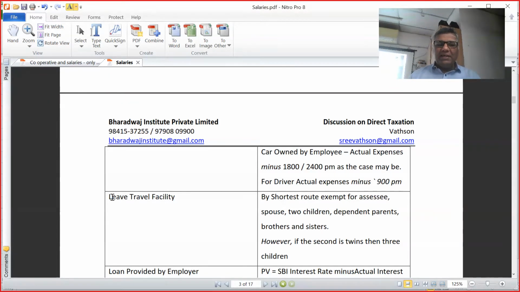Leave travel concession. So those three might be a question, might be in a lengthier question they might have it. Leave travel concession is allowed by the shortest route only for 2 children. So if the first is twins, only 2 children. If the first is a single child and next twins, then 3 children. Okay, creativity.